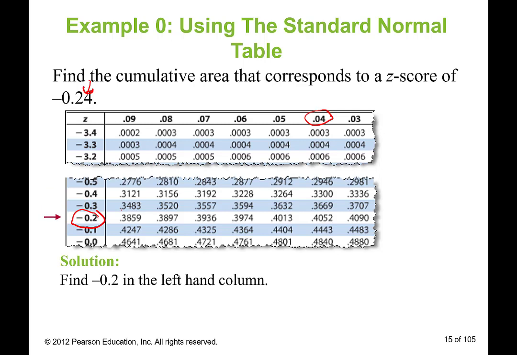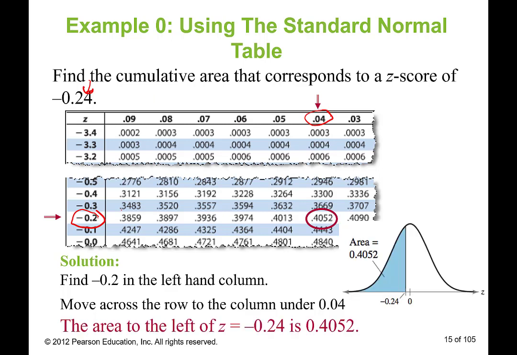So there's the negative 0.2 in the left-hand column. There's the 0.04 in the right-hand column. And if we follow across that row and that column, we get to 0.4052, and that is the area under the curve up to the z-score of negative 0.24. And remember that area under the curve corresponds to a probability.